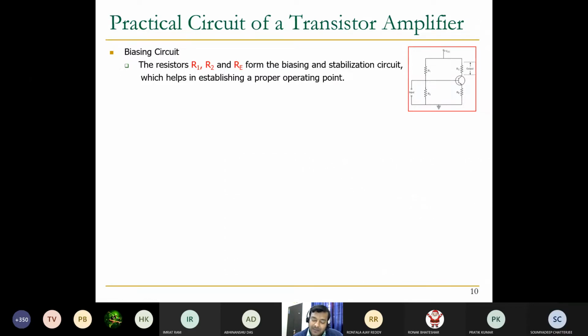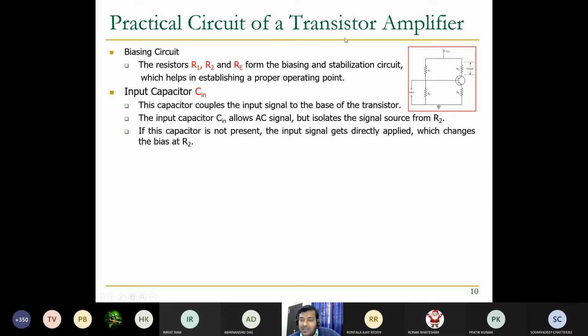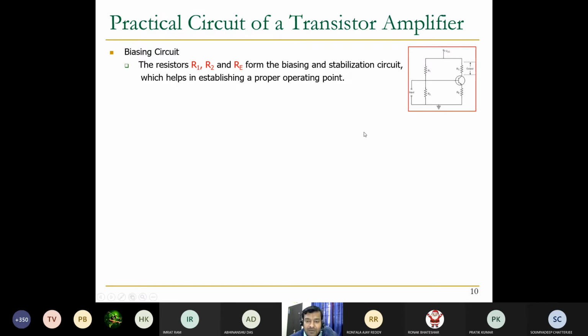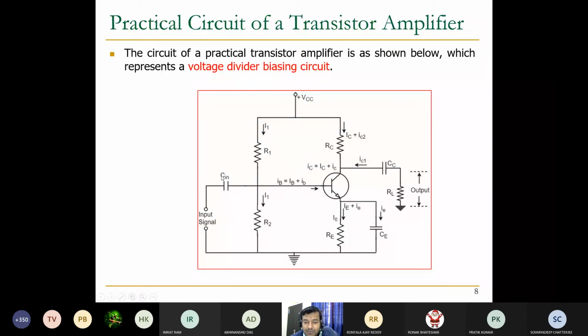For the stability, as we have already seen, there are extra capacitors: the input capacitor, the coupling capacitor and the bypass capacitor. Across the emitter there is a bypass capacitor, along with the input capacitor at the input signal, and at the output another capacitor is included, that is the coupling capacitor.